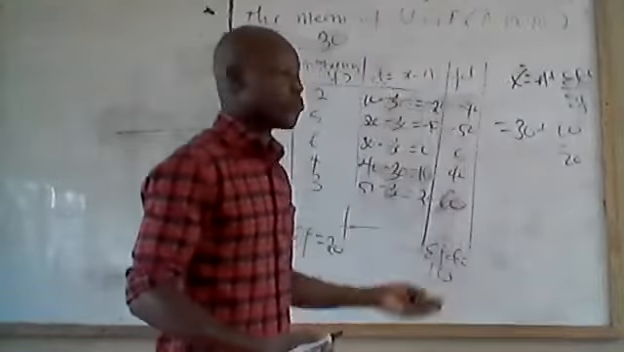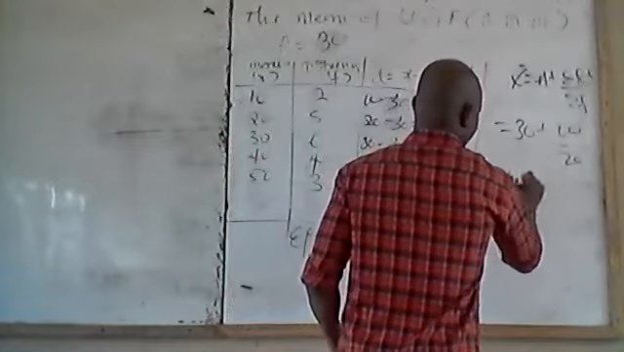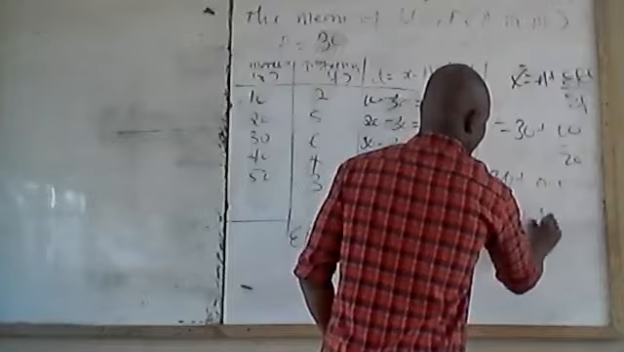And that is that. So when you do this evaluation, you're going to get 30 plus 0.5. It will give us 30.5.